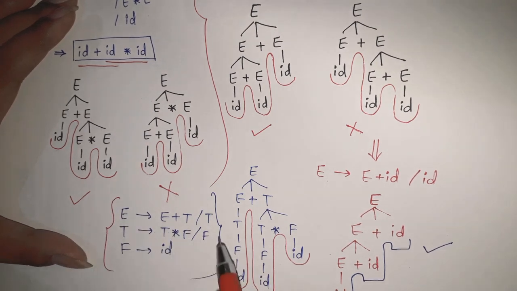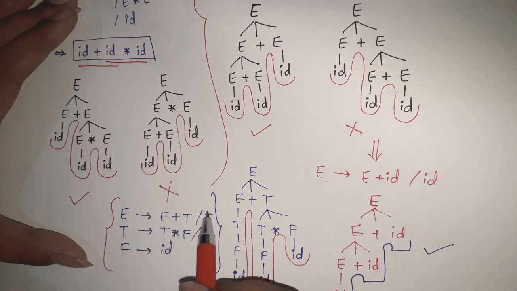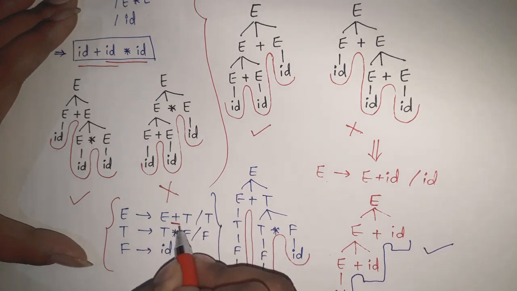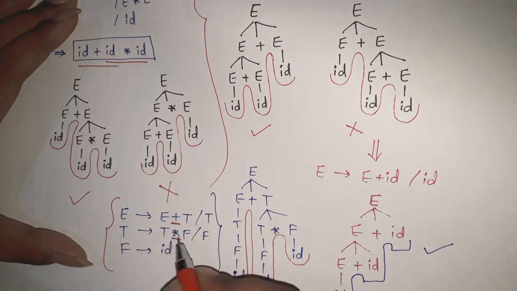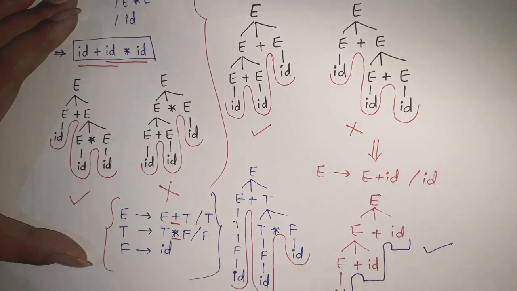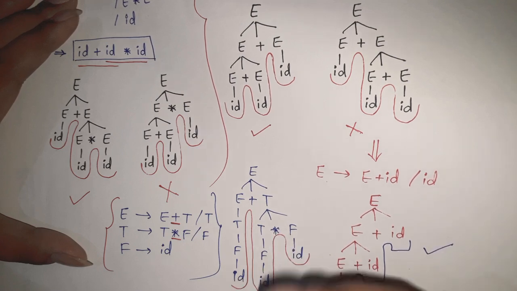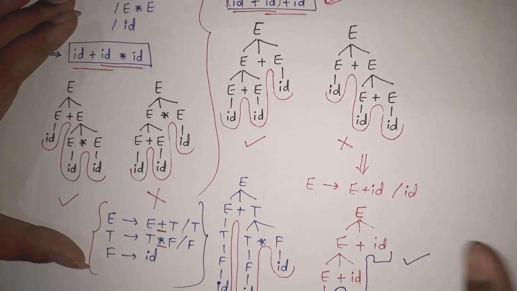With the help of this grammar I can restrict the growth. What is happening in this grammar? E gives E plus T or T, which means first of all I compulsorily have to execute this plus, and only then can I call this T. In T I have this multiplication, which means first I call this plus and then I call this star. Then obviously from bottom to top, the star or multiplication will always be executed before this plus. So our problem is solved here.